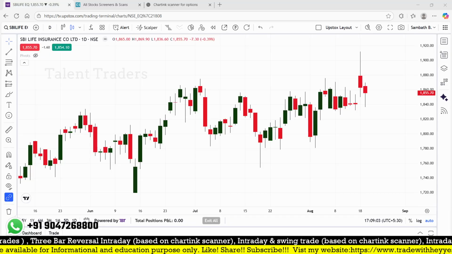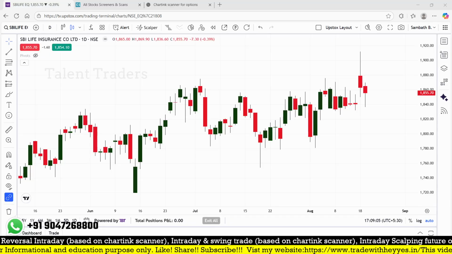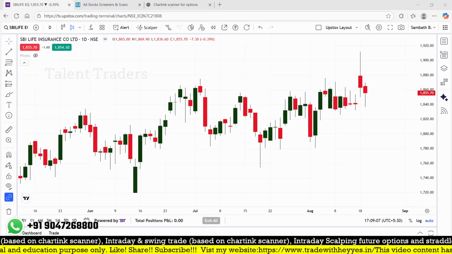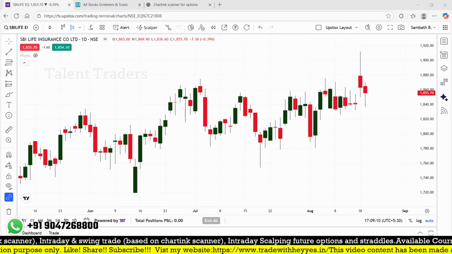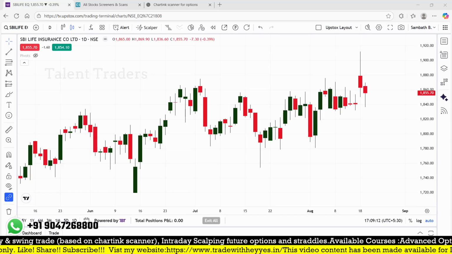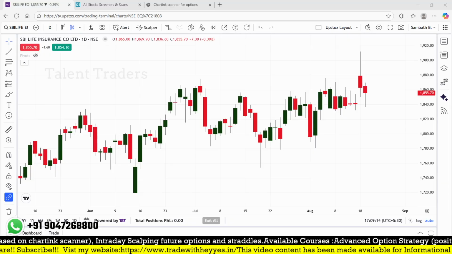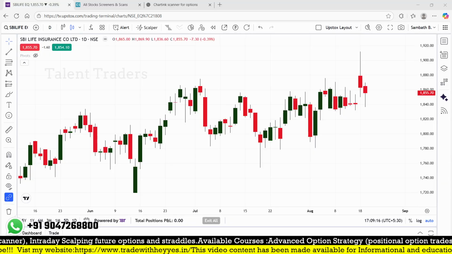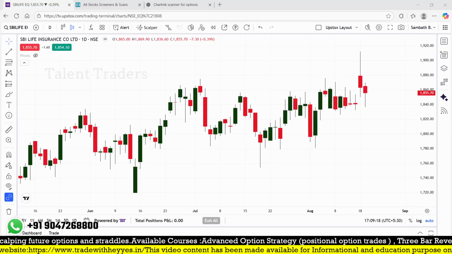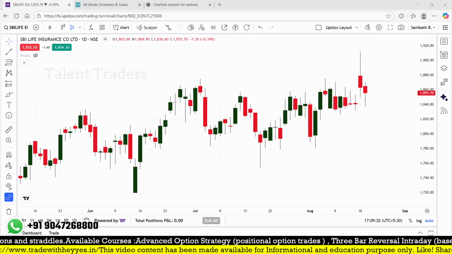This is a scanner to filter out your stocks from the futures group. So instead of tracking 10, 15 stocks, we try to find one or two stocks which are good for option tracking. That is what we try to find with this particular scanner.